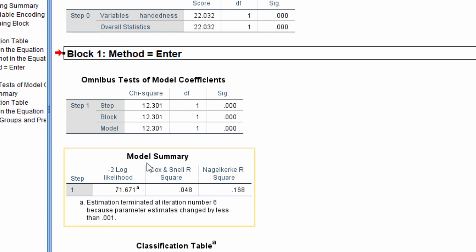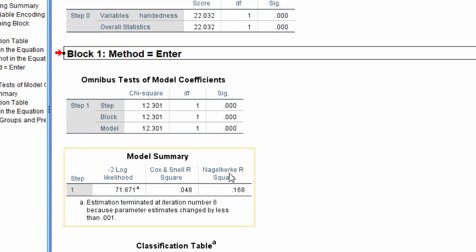Now we do have a model summary box here. And this, as I mentioned in the textbook, produces two values that are kind of similar to R squared in the regression context. I call them pseudo R squared values. The Cox and Snell R squared is the closest to multiple R squared, and essentially implies that 4.8% of the variability in dyslexia was accounted for by the independent variable handedness. But it's not exactly the same as an ordinary least squares multiple regression R squared value, but it's close.